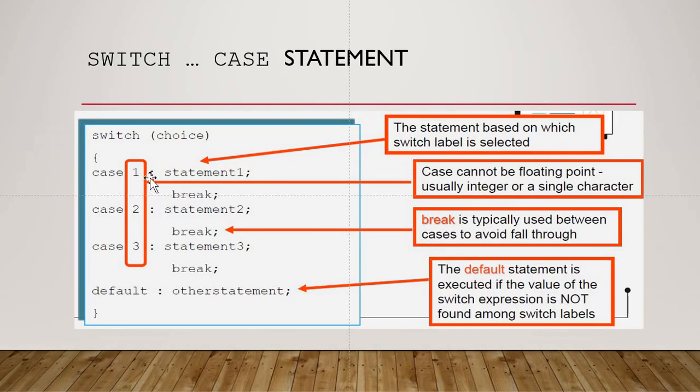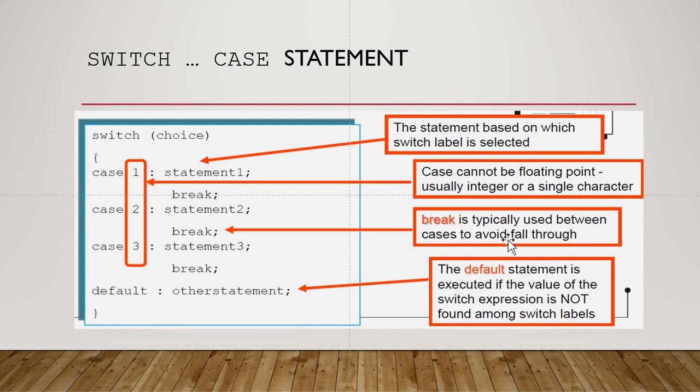So once we find the correct case based on the input, we perform the statement and then we break. The case cannot be floating point. So for switch, you cannot apply it to floating point. Usually only integer or character. Switch ni hanya sesuai untuk character dan juga integer sahaja. Tidak boleh digunakan untuk floating point decimal number lah.